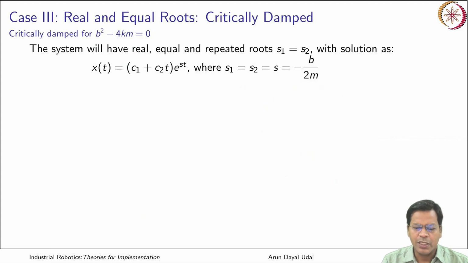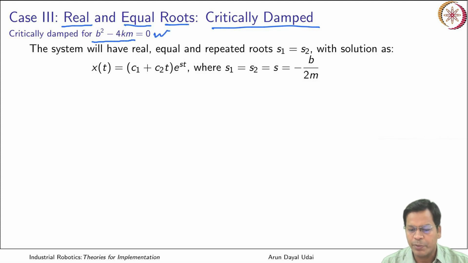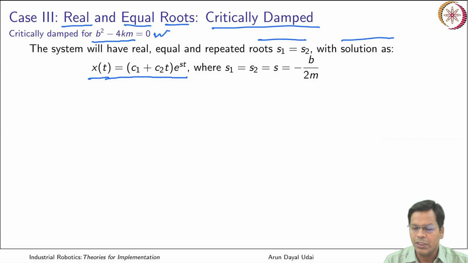Okay, now let us look at the third case, when you have real and equal roots, that is a critically damped case. I will tell you what critically damped means. So this time you have b square minus 4km equal to 0. You have repeated roots, s1 equal to s2, and the solution of the differential equation you already know. So x(t) is given by (c1 plus c2 t) e to the power st. s is nothing but s1 and s2, and that is given by minus b by 2m.